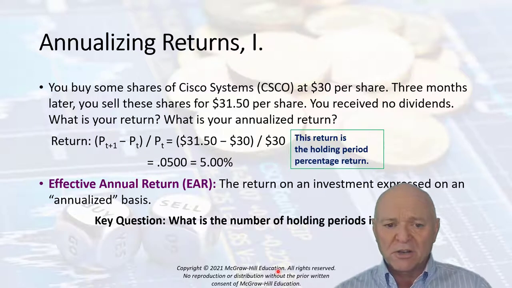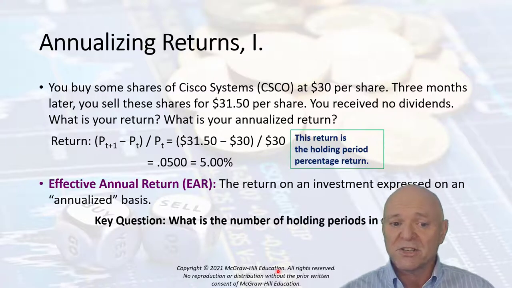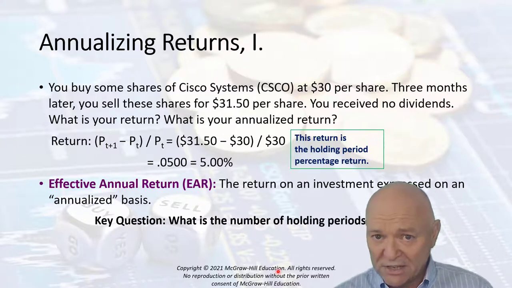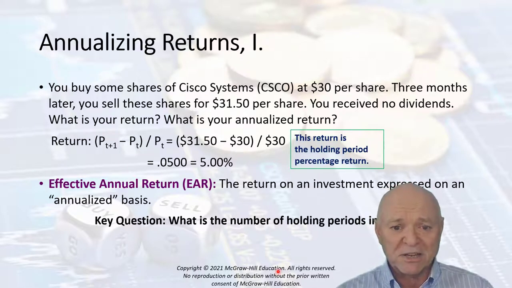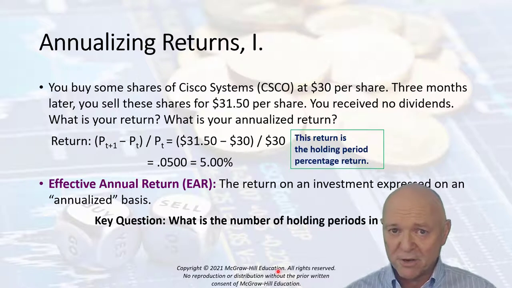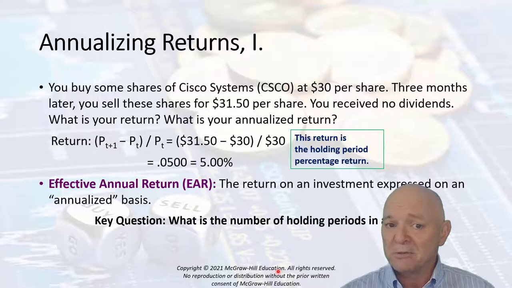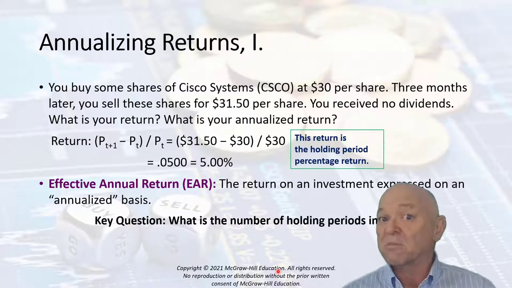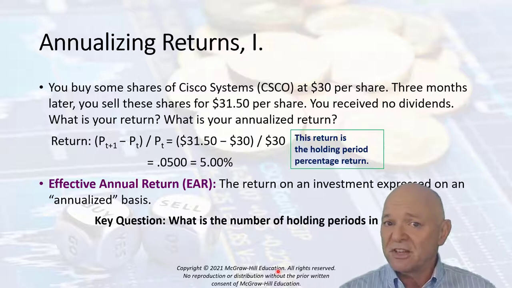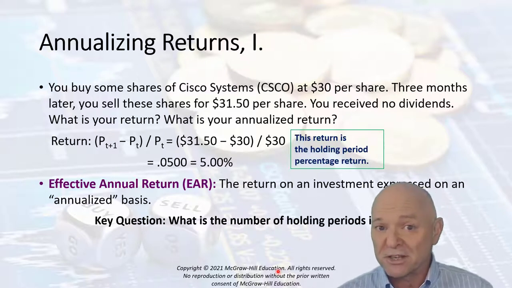So for a full year investment, we buy some shares, in this case in Cisco at $30 per share. 3 months later, you sell the shares for $31.50. No dividend income is available because not every company pays dividends. What's our return? Well, the return for the holding period, for the actual period that we own the shares of 3 months, takes the price at the end of the period, P sub T plus 1, minus P sub T, the price at the beginning of the period. So that was $31.50 at the end, minus 30. So we had a $1.50 capital gain. Divide that by 30. So that gives us a 5% rate of return.